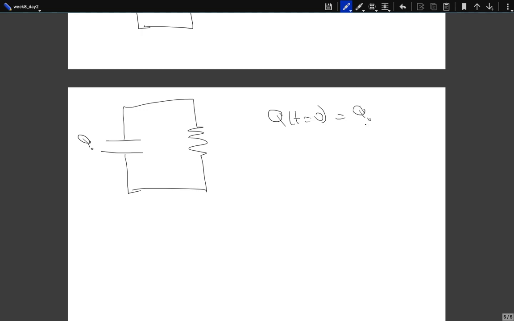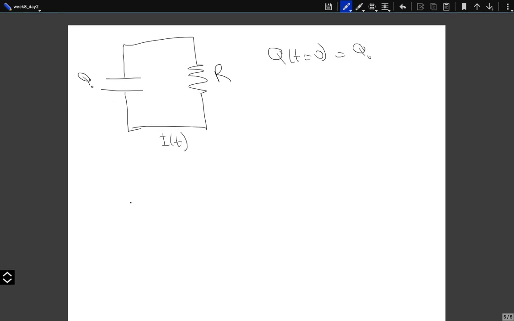Then this charge, the capacitor will try to discharge through the resistor, and there will be a time-dependent current running through the system. And this is the resistance. And the charge in the capacitor will also change as a function of time. So let's just choose an arbitrary time. At an arbitrary time, the capacitor has a charge Q, and the current running through the system is I.